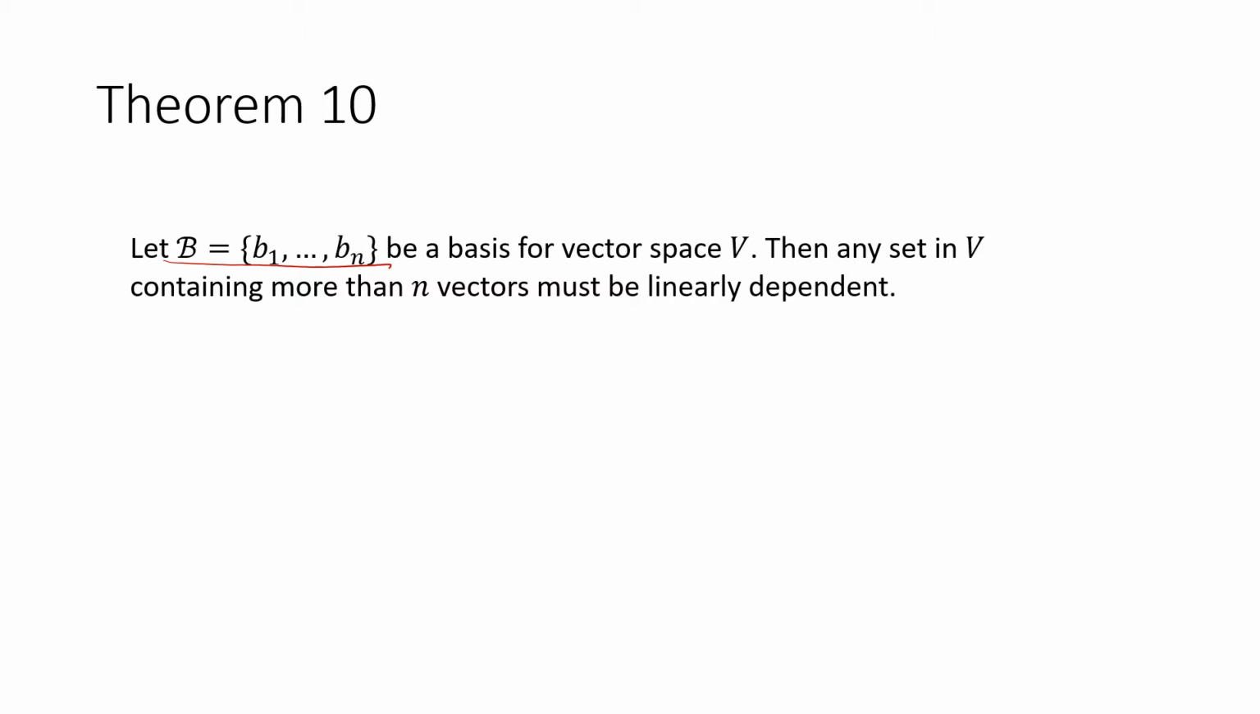So it doesn't matter if you take your basis and add something to it, or you have a basis that has n vectors. If you take any set of vectors out of there where you have more than n vectors, it's automatically linearly dependent. So this is essentially a maximum limit on the size of a set to be linearly independent.